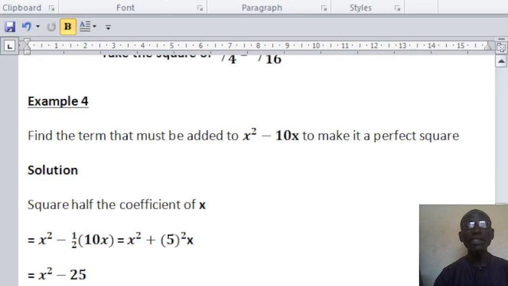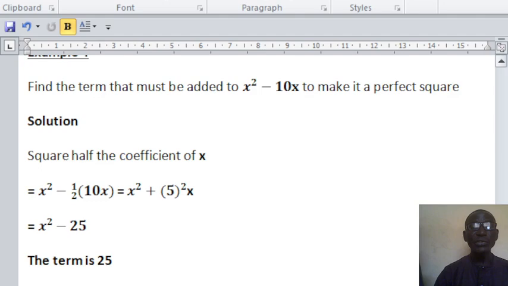Furthermore, if you look at example 4 here, we have: find the term that must be added to x squared minus 10x to make it a perfect square. The solution goes thus, just as we have resolved the other ones. Just consider the middle term, which is 10x. Take half of it and square it. Half of 10x is 5. Square 5, and whatever you get is what should be added. When you square 5, you have 25. 25 is the term which must be added to this expression to make it a perfect square.